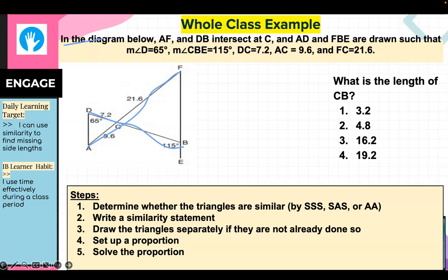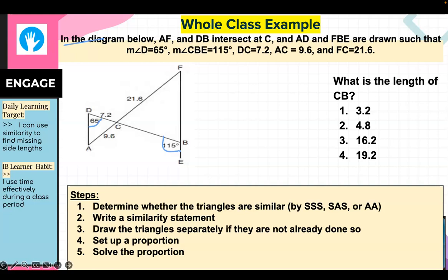AD and FBE are drawn such that the measure of angle D is 65. We see 65 here. The measure of CBE is 115. 115 is right here. And DC is 7.2, AC is 9.6, and FC is 21.6. So these are the lengths of the respective lines. From F to C, that length is 21.6. From A to C, that length is 9.6. And from D to C, that length is 7.2.